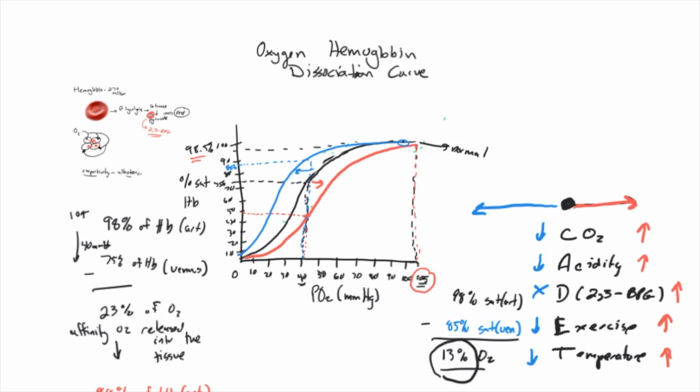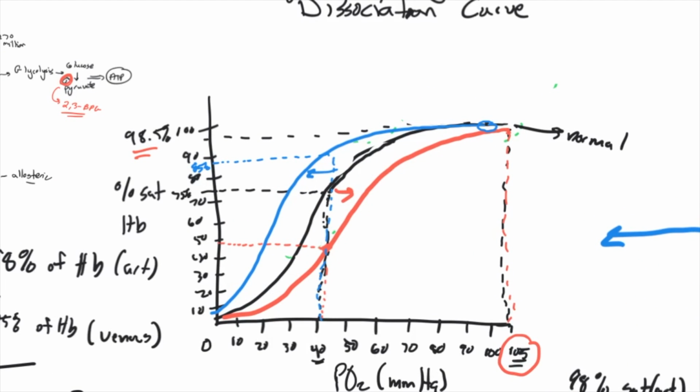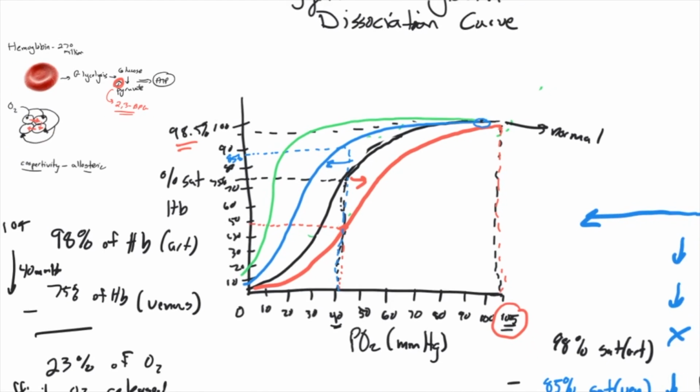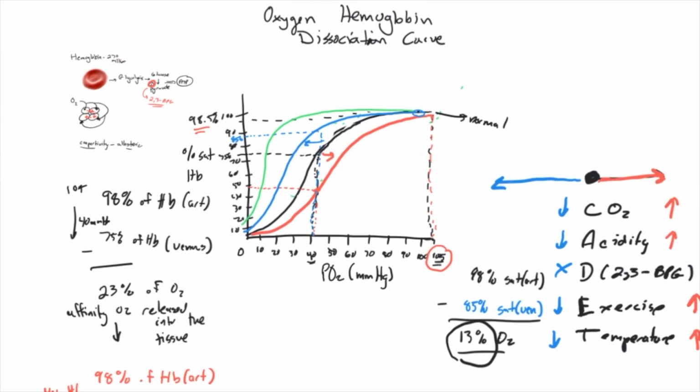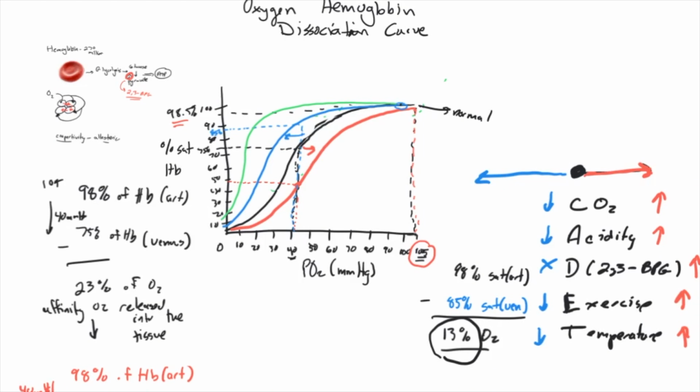Now we have one more curve to talk about, and we're going to put this one all the way over here. We're going to make it green. And this curve is going to be fetal hemoglobin. Okay, so this curve is way over here to the left, and we say, what's going on here? So we can add to shift left, we can add fetal hemoglobin. So why? What's going on here? Why is there such a shift left?